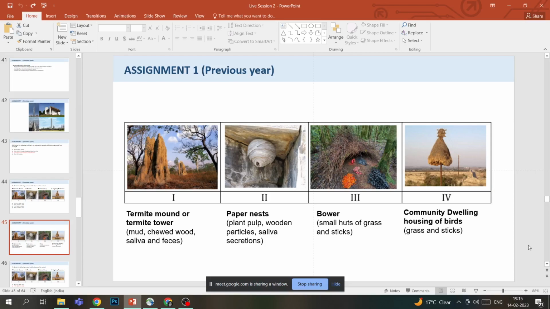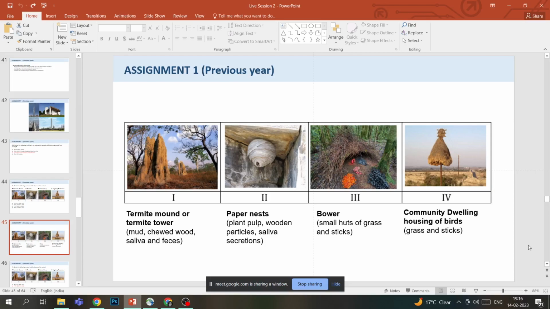Then what is the next structure we see? It is called a bower. Basically, they are small huts of grass and sticks. They are built by bowerbirds, and they usually make it and then decorate it with fruits to attract their mate.